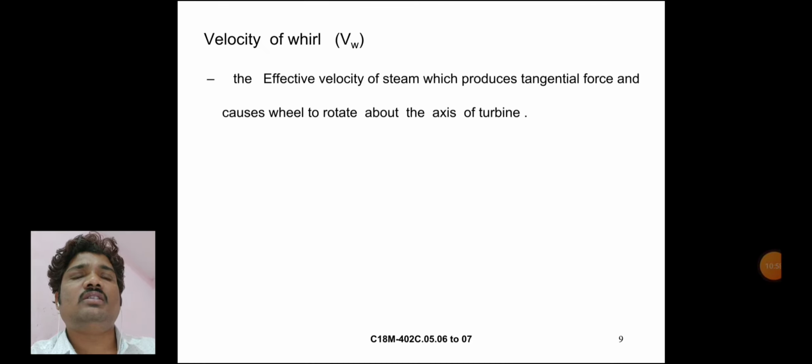Velocity of whirl, VW, means the effective velocity of steam which produces the tangential force and causes the wheel to rotate about the axis of the turbine.